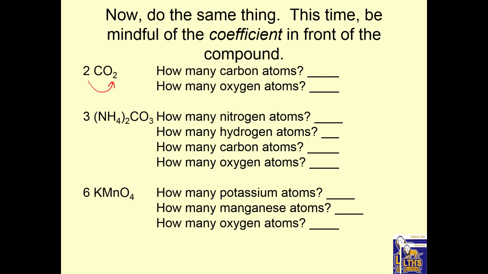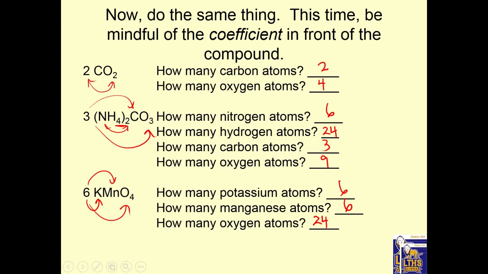So we have 2 times 2 is 4 oxygen atoms and 2 carbon atoms. So we had 2 nitrogens times 3 is 6. 8 times 3 is 24. 3 carbons, 9 oxygen. Okay, 6 potassium, 6 manganese, and 24 oxygen. So the coefficient is a multiplier, but it has to multiply by everything.